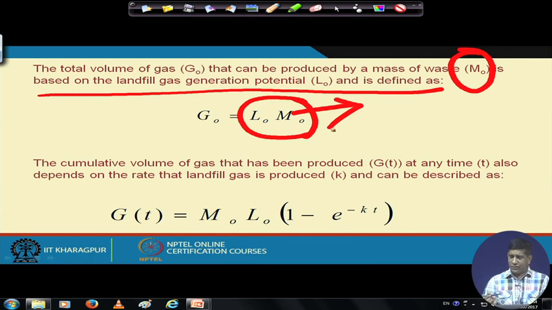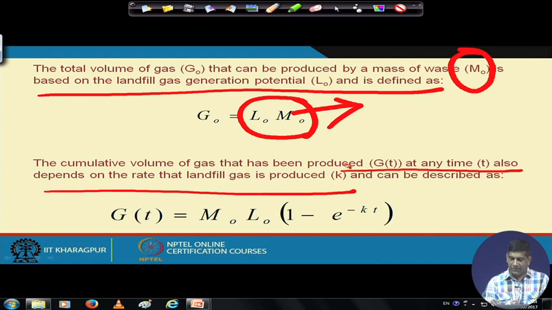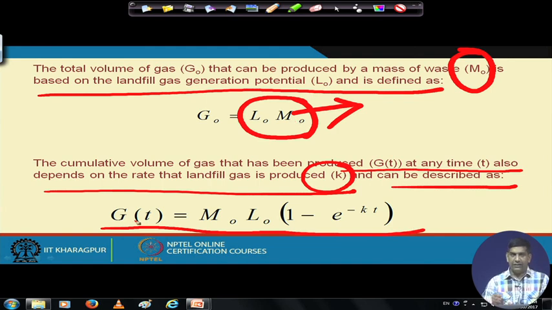The cumulative volume of gas produced, GT at any time T, also depends on the rate of landfill gas production, which is the K value. It can be described as GT equal to M0 times L0 times e to the power of minus KT. Because G0 is this, the gas at a particular time T will be L0 times the mass remaining at that point, Mt, since some mass has already degraded before that.